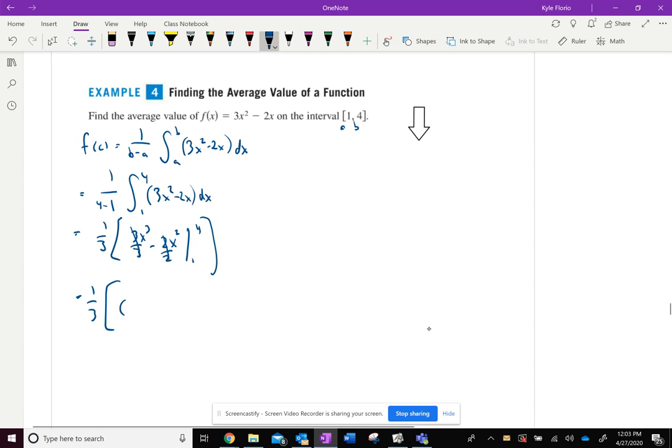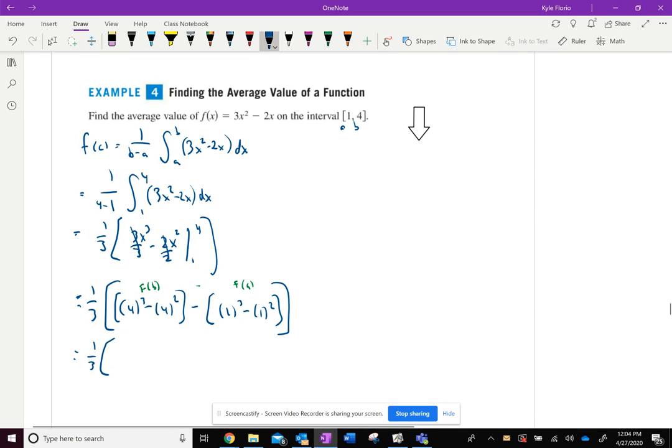So if I plug in 4, that's 4 cubed minus 4 squared. Put another parenthesis here. Minus, if I plug in 1, that's going to be 1 cubed minus 1 squared. So again, here's like my f of b minus f of a. And when I do that, I just got to plug 1/3 into that at the end.